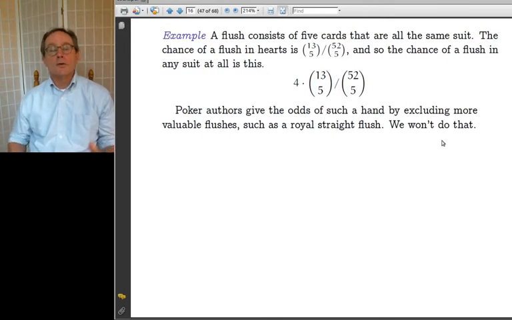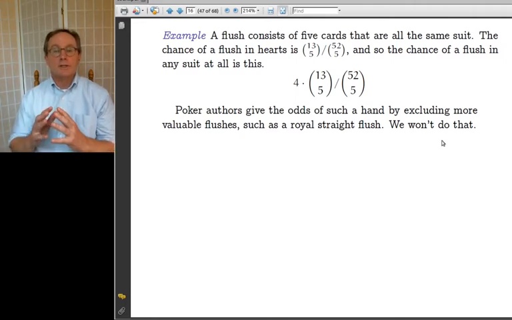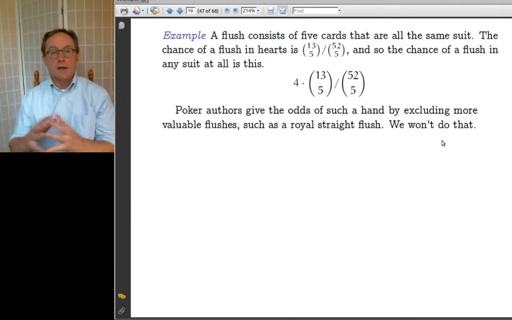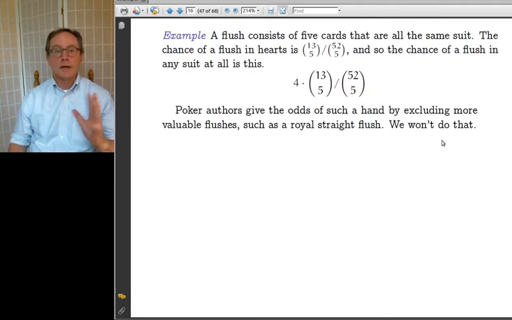Now, poker authors, if you have a poker book on the shelf, give the odds of such a hand, but they'll say that the chance of a flush is the chance of a flush minus the chance of a straight flush, that kind of thing. We're not going to worry about that. That's perfectly reasonable for a poker author to say, but we're just going to calculate the most straightforward thing because I've got people in the room who aren't too sure how to play poker. Never mind all this fine stuff.